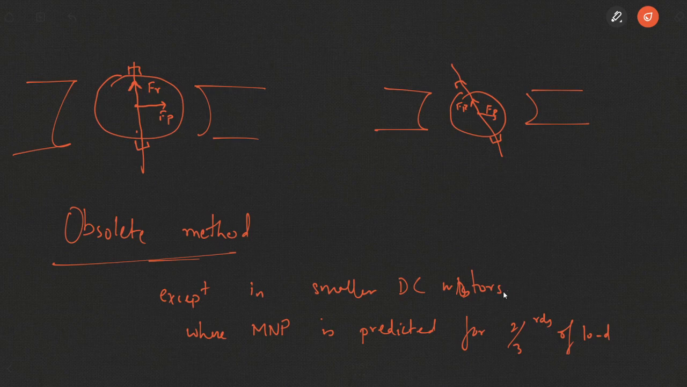So we predict the magnetic neutral plane for 2/3 of the load. So if the load is less than that or more than that, the magnetic neutral plane will be around the predicted magnetic neutral plane. So sparking will be lesser as compared to if it were in its original position. So this is the first method, that is, shifting the brushes. The second is using commutating poles or interpoles, and third we have the compensating windings. Those two methods we will take up in the next session.